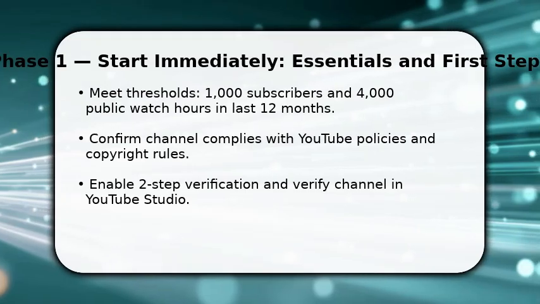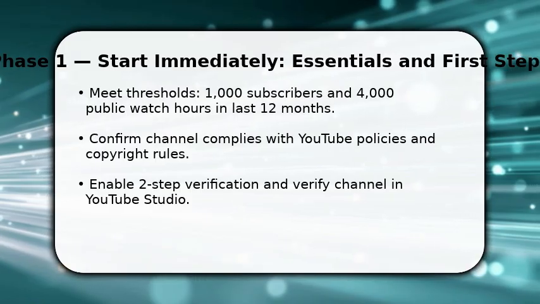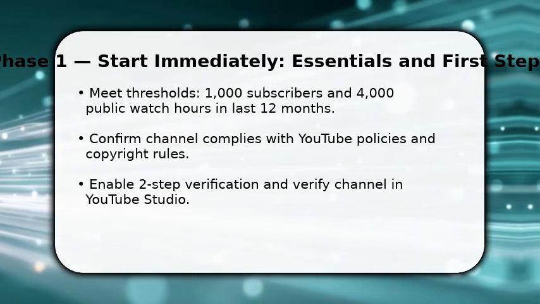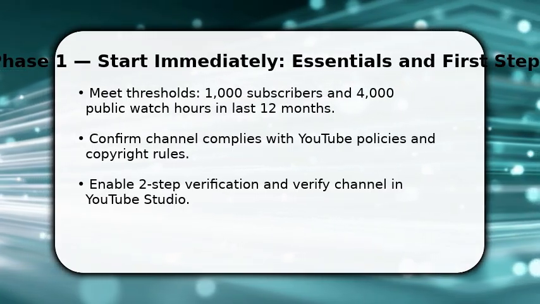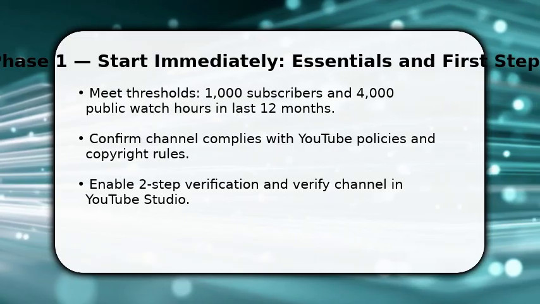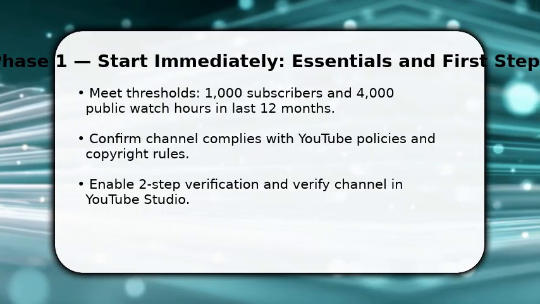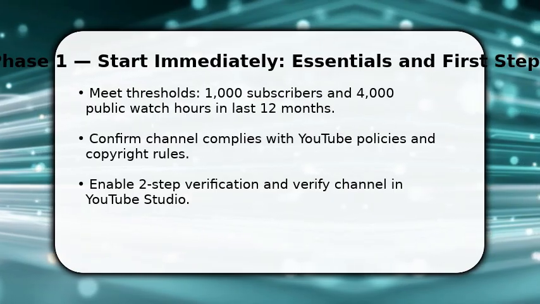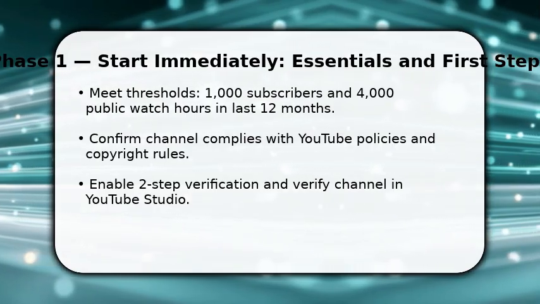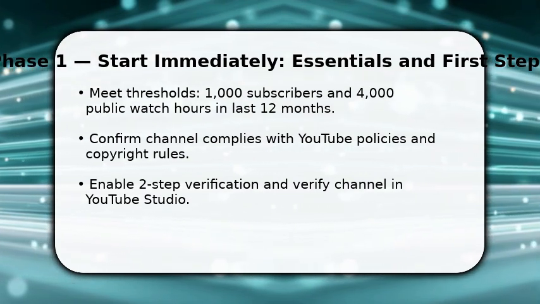You begin by confirming 3 essentials. Your channel meets 1,000 subscribers and 4,000 public watch hours, your content follows policies, and your Google account has 2-step verification. Once those are in place, go to YouTube Studio, open Monetization, and click to start the application. Make sure your channel details and contact email are accurate because YouTube uses them to connect your account to AdSense. Take these steps now. They set the foundation for the formal review that follows.